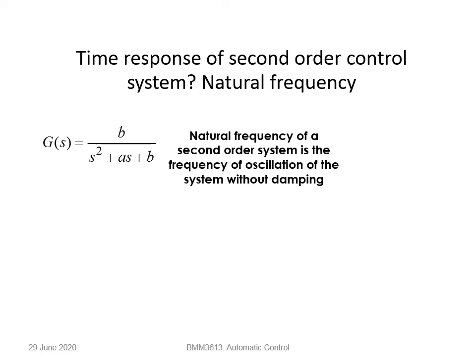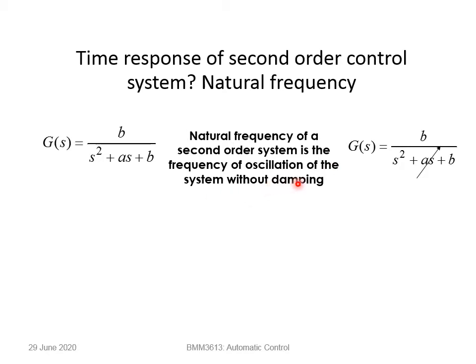So let's have a look at an example to understand and identify the natural frequency of a system. Let's say we have now a second order system. We have a transfer function of a second order system. It's written as b over s squared plus as plus b. So how do we identify natural frequency? Natural frequency of a second order system is the frequency of oscillation of the system without damping.